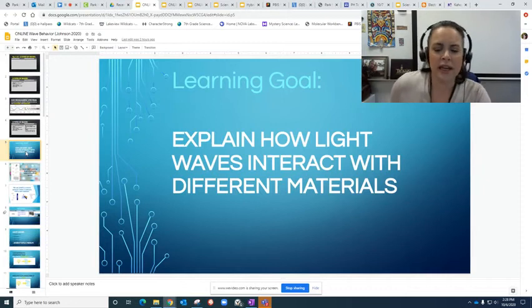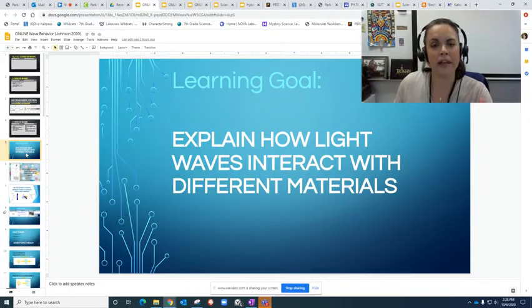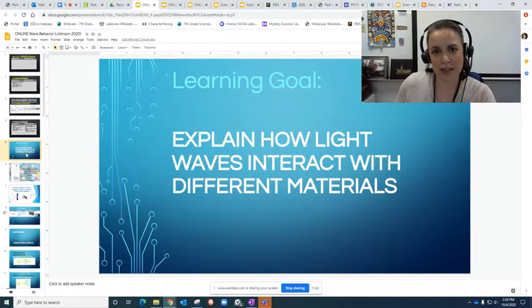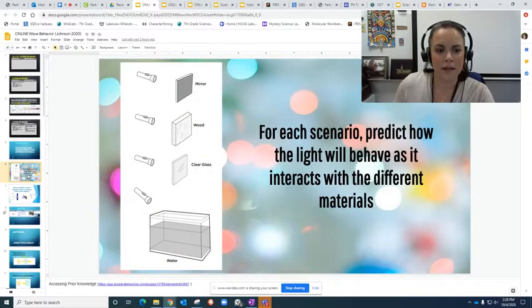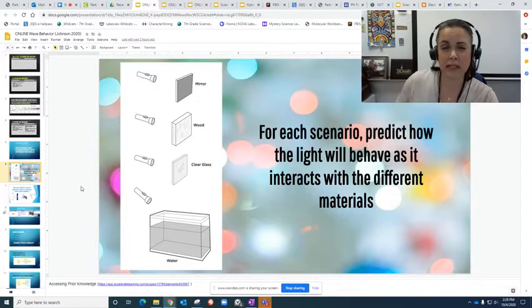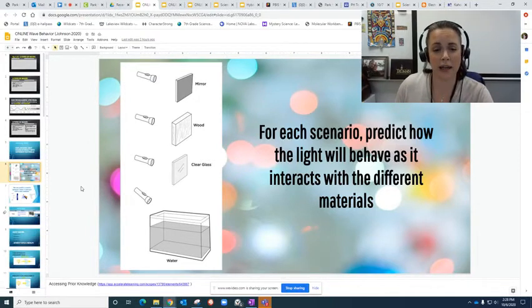So the goal for today is to explain how light interacts with different materials. And we're doing kind of the note part right now, and then we're going to do a lab activity where you're going to get to explore this and see some of this stuff in action. So to get us started, we've got some different scenarios here, and this is very similar to the lab that you're going to be doing today.